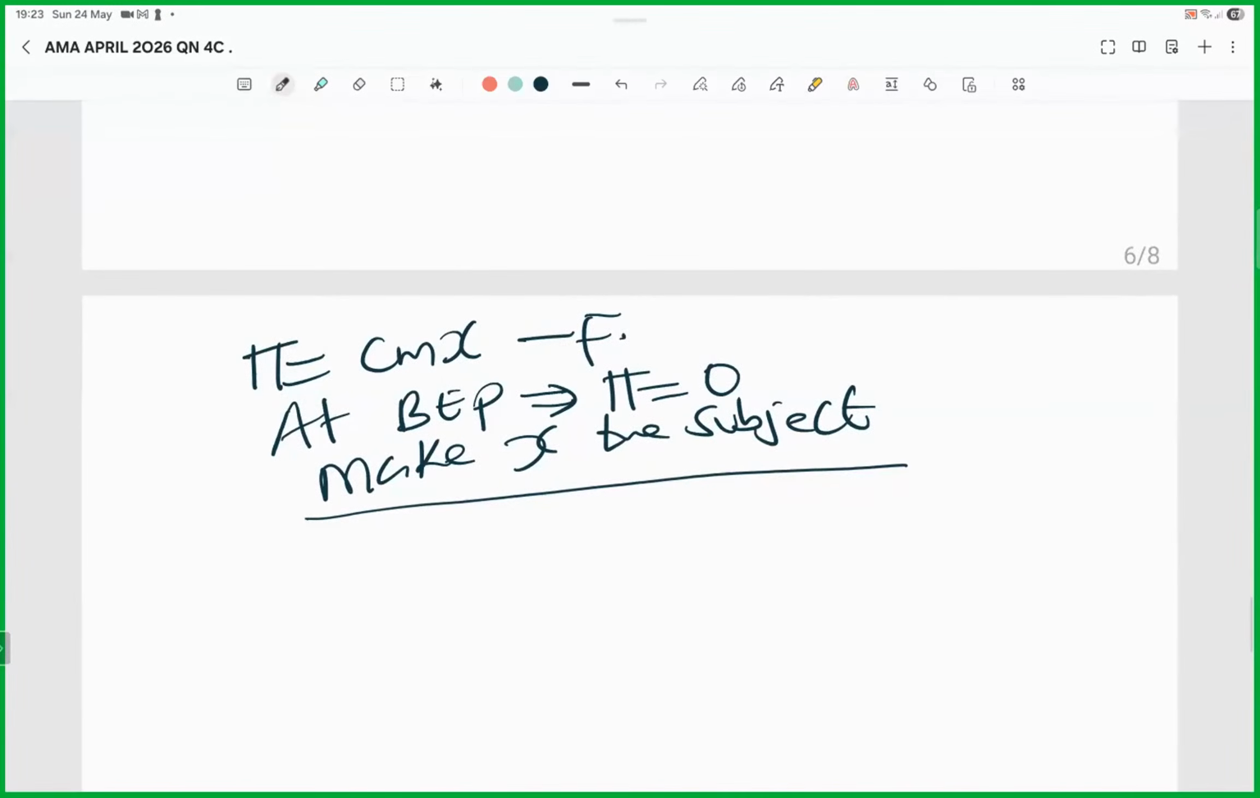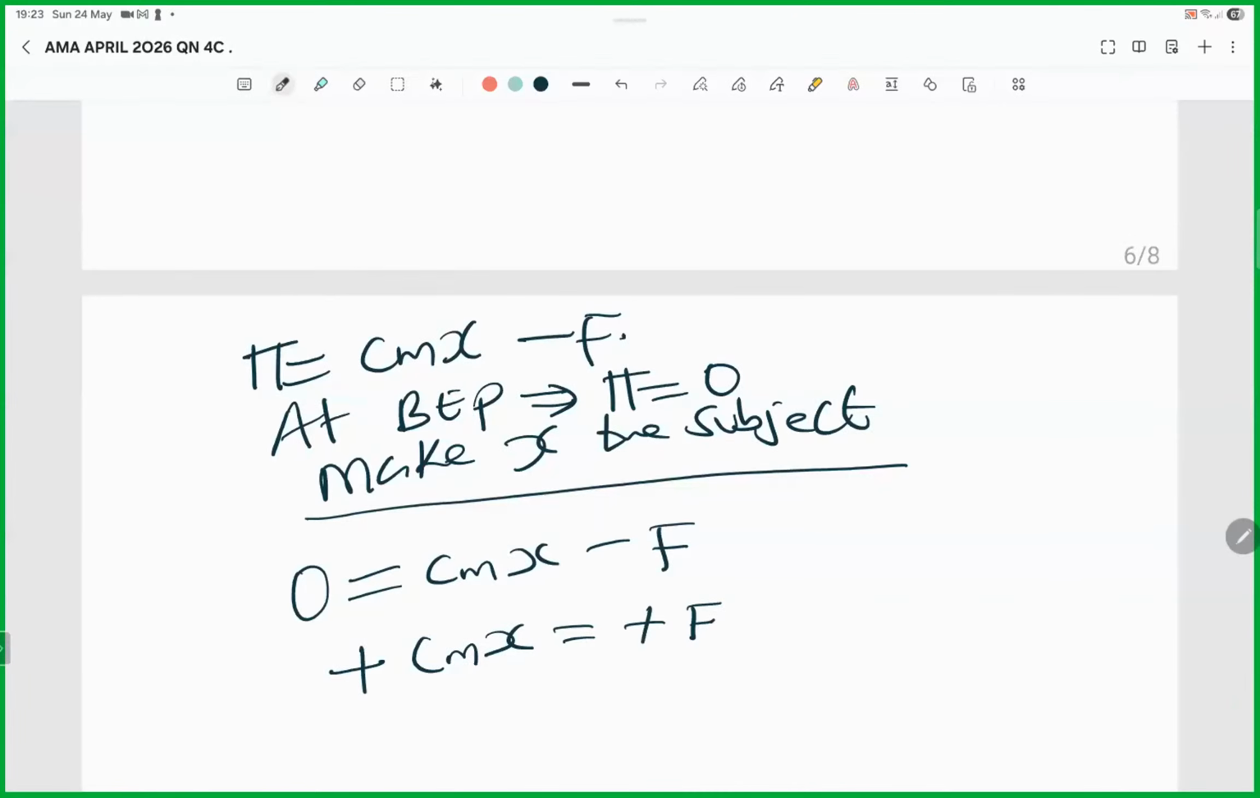Make X the subject of the formula. We are saying that at break-even point, profit is 0. So 0 will be equal to CMX minus fixed cost. Because we're looking for break-even point. If I make X the subject of the formula, I will bring this to the other side. So here it's positive, on the other side it will be minus. So minus CMX equals minus F. So minus and minus will cancel out, giving me X equals F over CM.